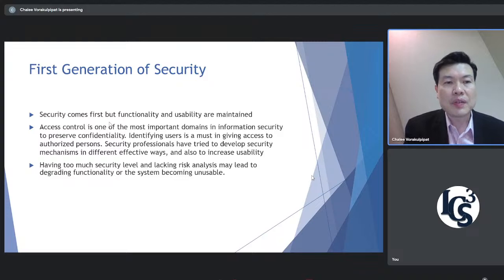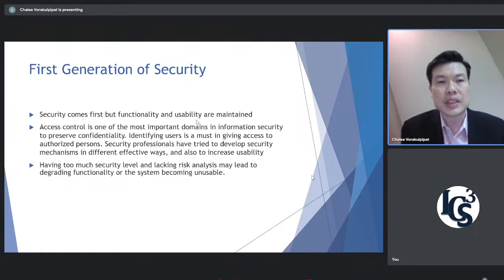Yes, we have security, but usability is also important. So we have to balance. No, I don't want to use the word balance because balance is 50% and 50%. But I may use another word, trade-off. Yes, trade-off, because we have to consider which one is more important. In some systems, security is more important, but some systems are different. Usability is more important.